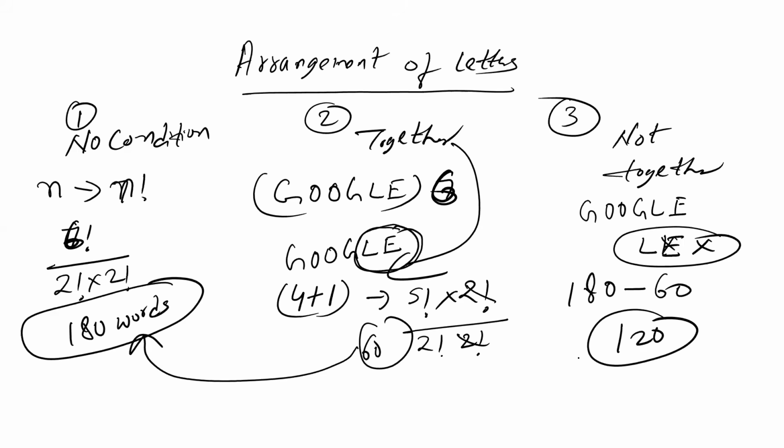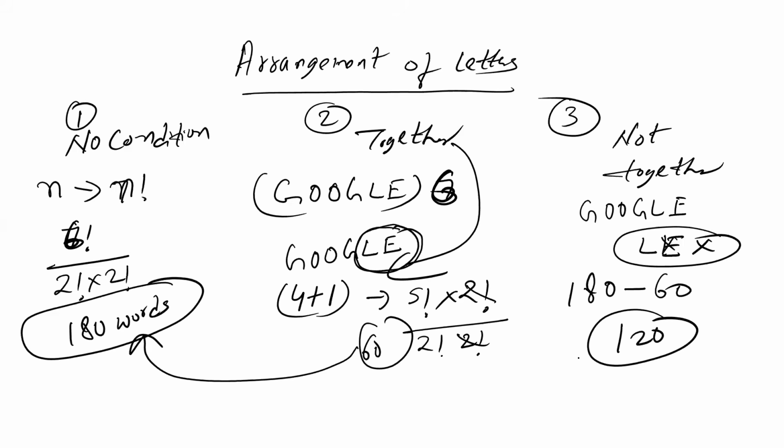And those 2 letters can also be arranged as EL. That means the 2 letters can be arranged in 2 factorial ways. So that's why I multiplied 5 factorial into 2 factorial and divided by repetition of 2G, 2O, which is 60 words possible where L and E will be together.